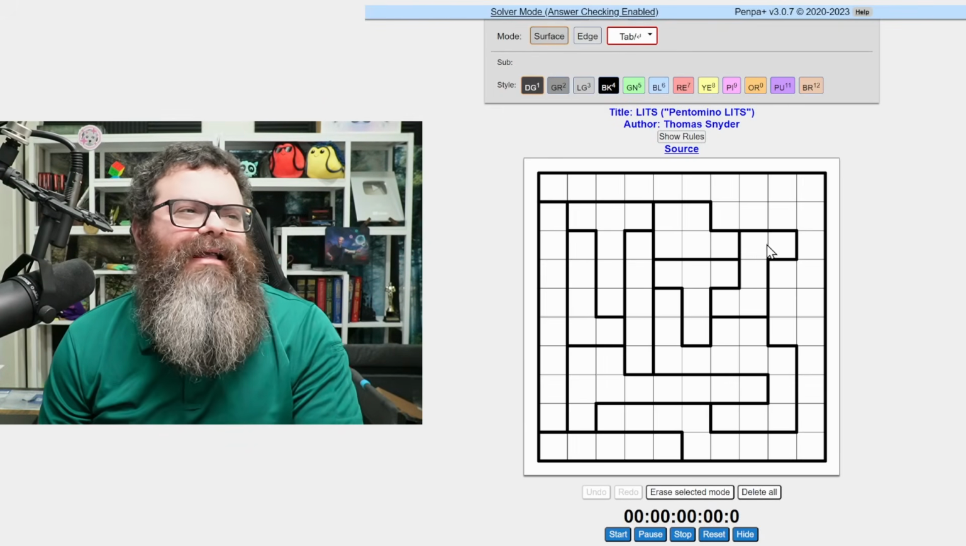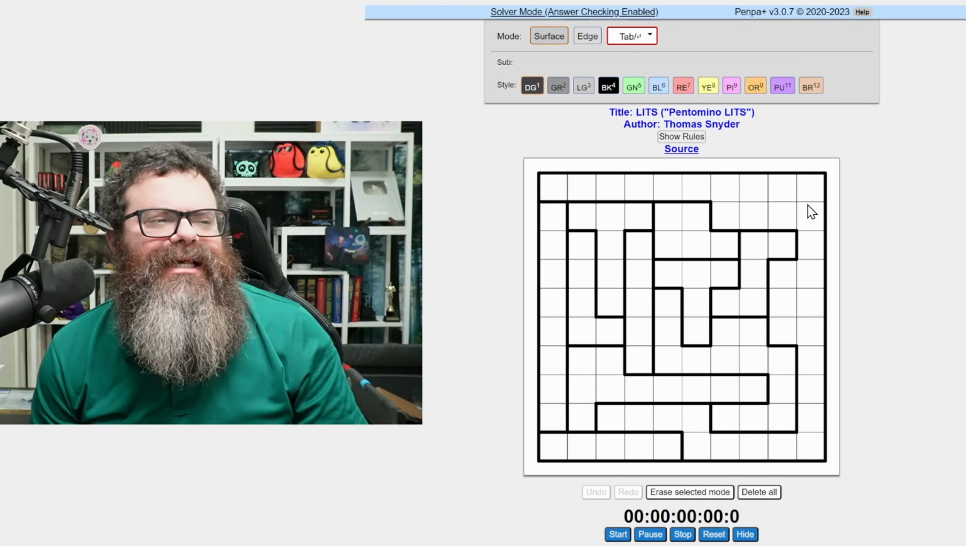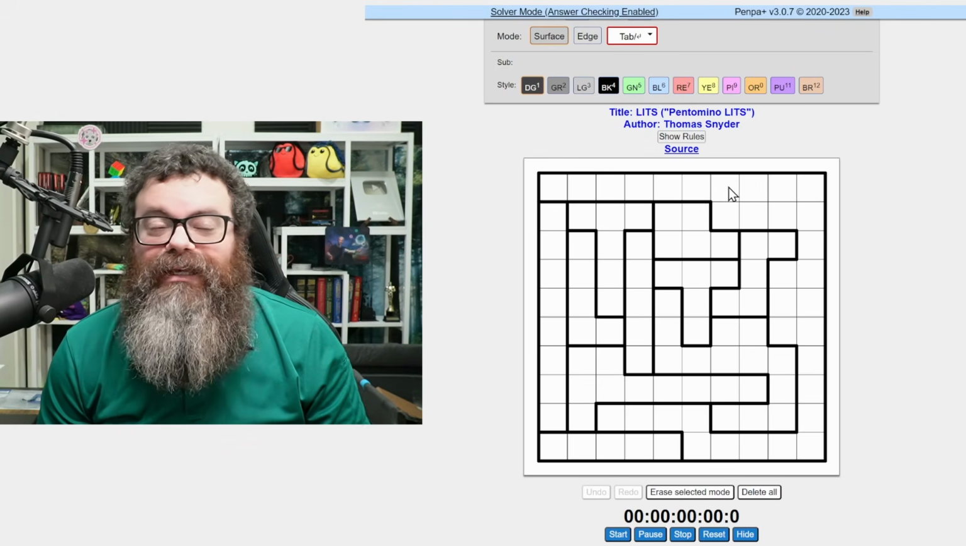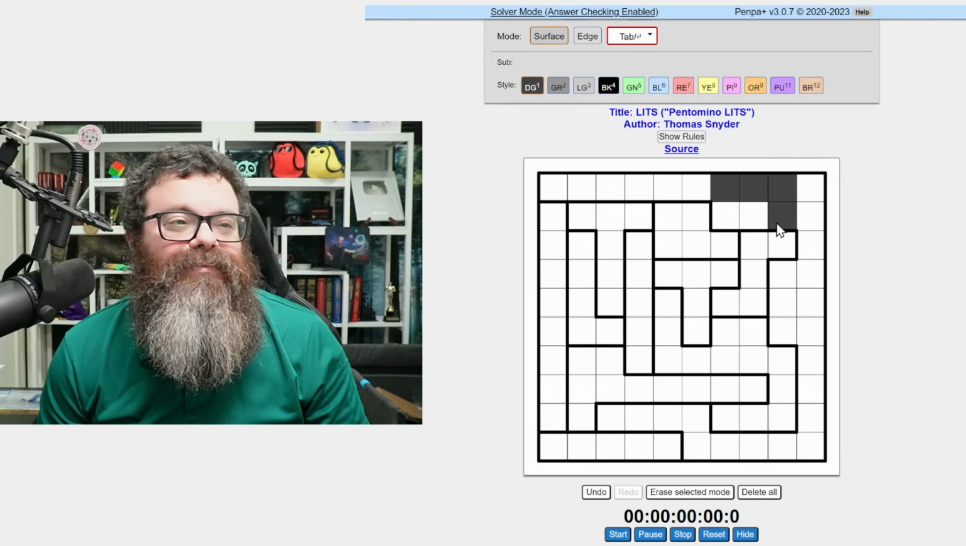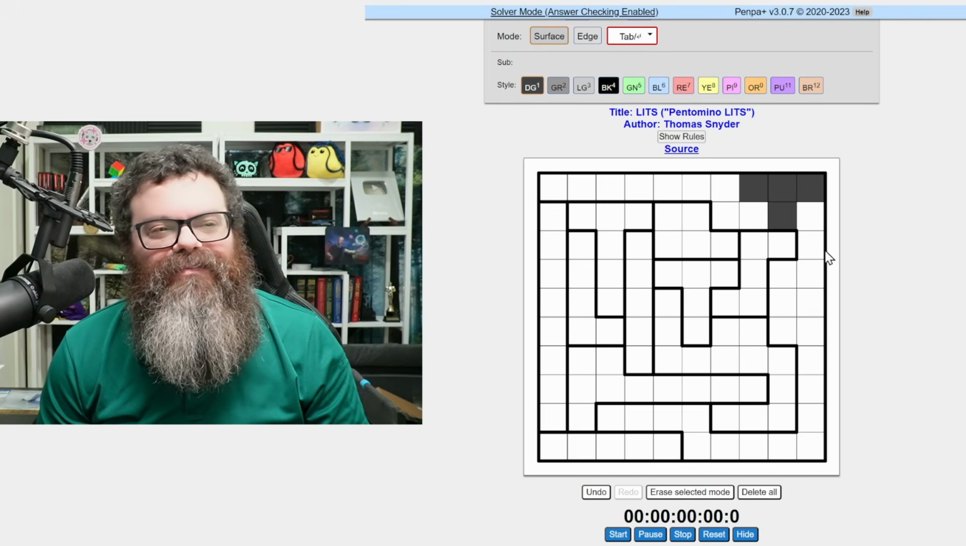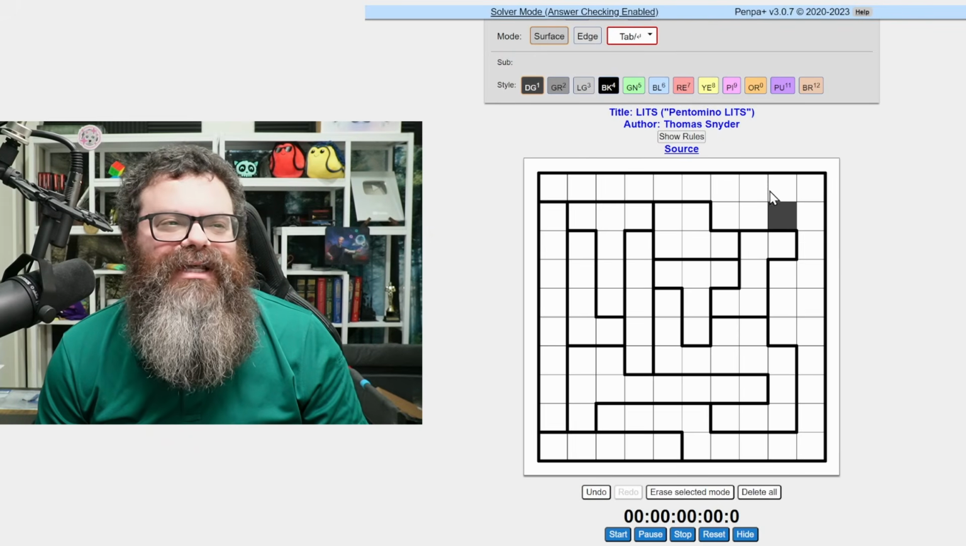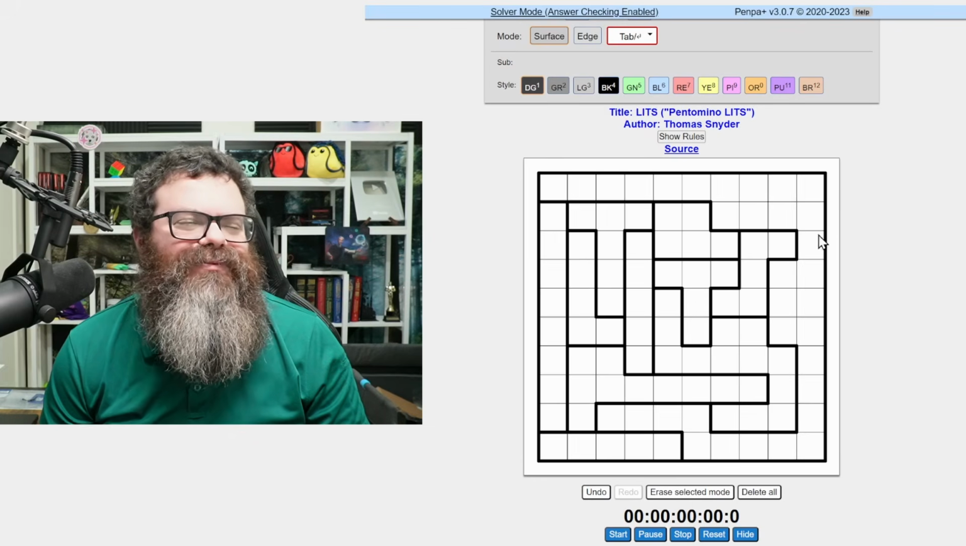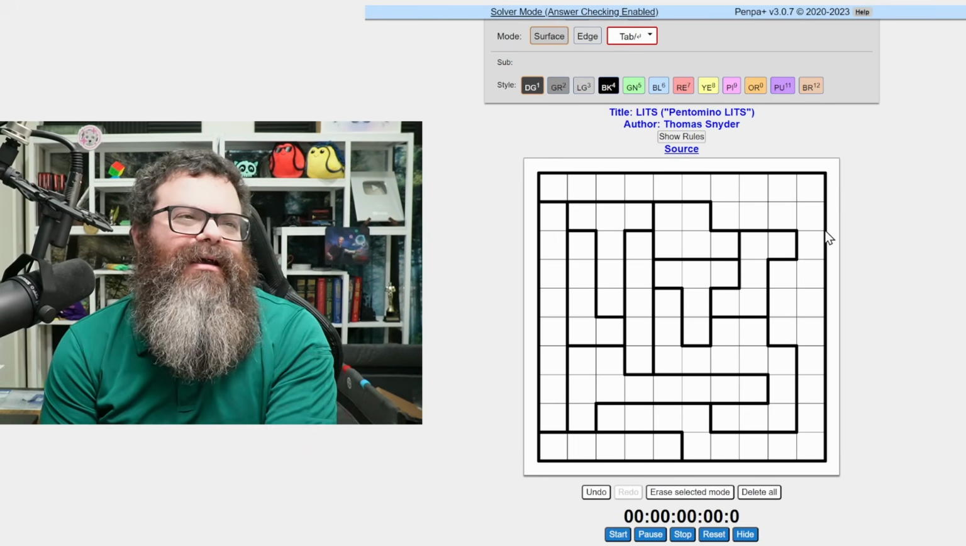Well, each of these regions needs exactly one pentomino in it. Our choices are in the title, LITS. We can do an L pentomino, an I pentomino, an S pentomino, or a T pentomino. You might recognize these from Tetris. The only pentomino we can't do is the O, because we're not allowed to make 2x2s of shaded. So that's kind of excluded.